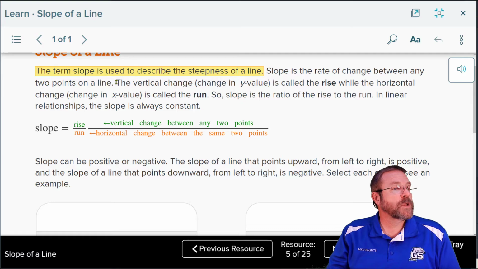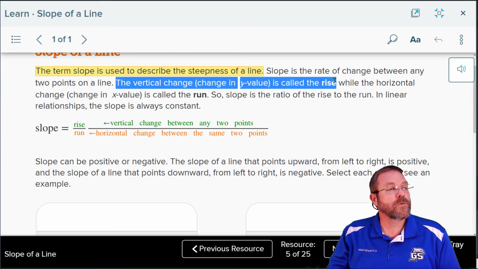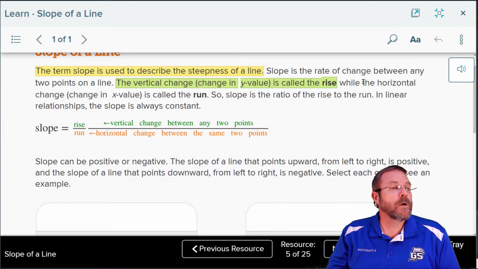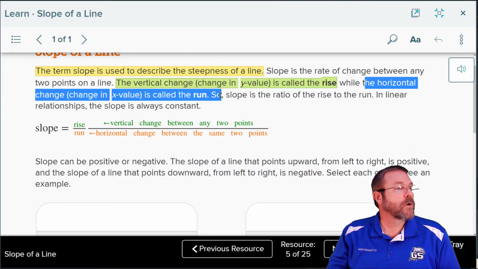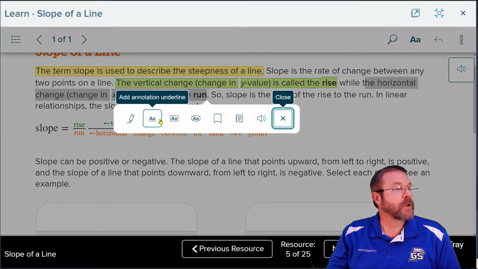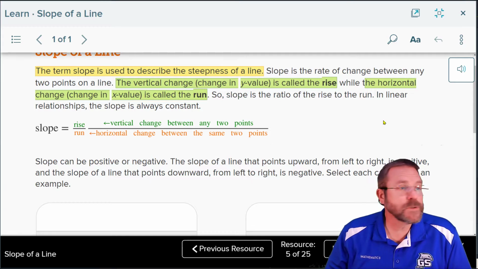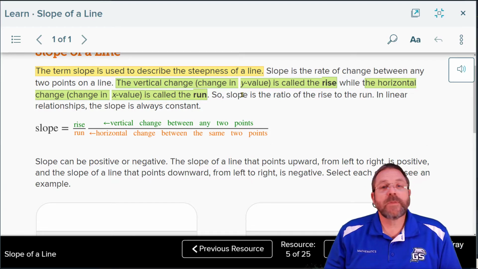The vertical change, also known as the change in y value, is called the rise, and I told you that just a little bit ago. Meanwhile, the horizontal change, also known as the change in your x value, is going to be called your run. So you picked up two definitions there. The slope is going to be the ratio of the rise to the run.